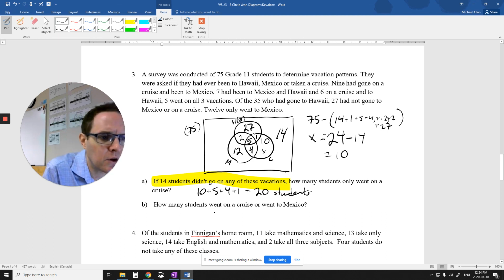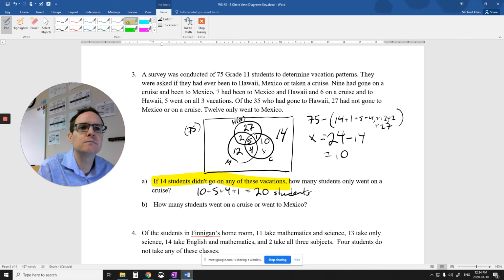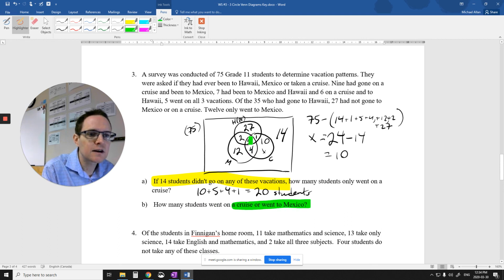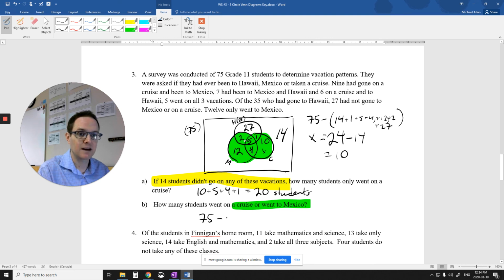How many went on a cruise or went to Mexico? So that's looking for, I want this one, cruise or Mexico. So that's going to be all of this stuff down here. Right? I'm not worried about the kids that only went to Hawaii or the ones that didn't do anything. Now, there's two ways you could do it. You could just add everything in the green boxes. You could also just say I had 75, minus the 27 that only went to Hawaii, minus the 14 that did nothing. I could do it that way. So you get 34. If I did this all correctly, if I add all those numbers together inside the green, I'll also get 34.